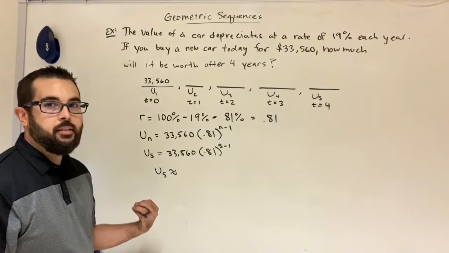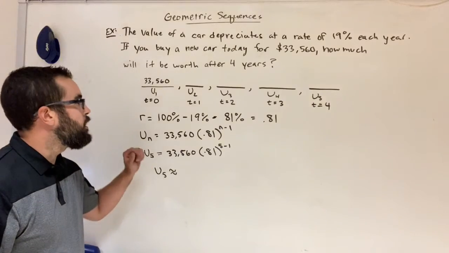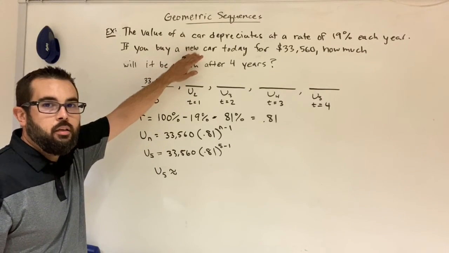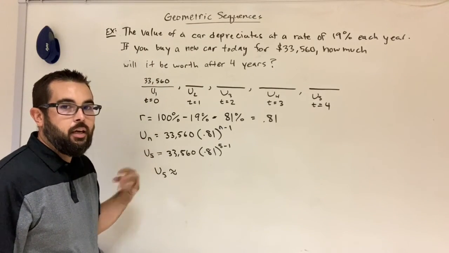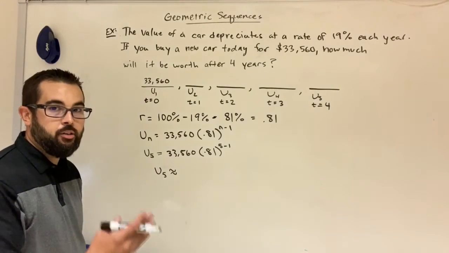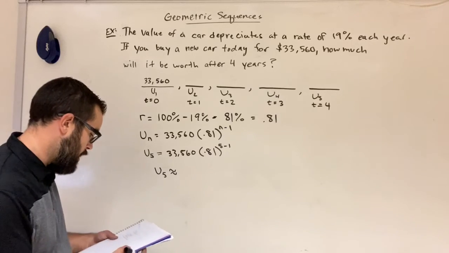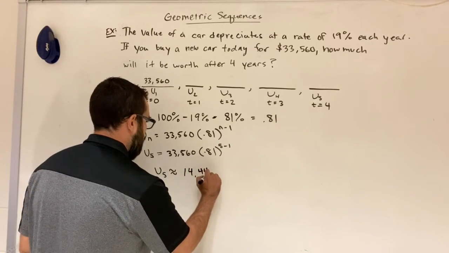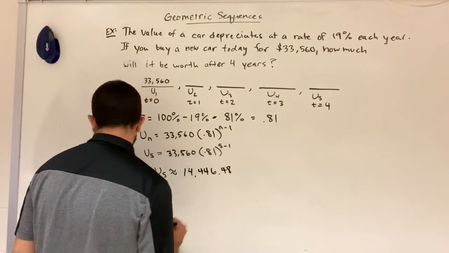Now, I know I said the standard for IB is 3 sig figs, okay? But we're dealing with money here. So we should round in a way that makes sense for the context we're given. And in our money system, we have the hundredths place for cents. So I'm gonna round that way. And the answer I got is $14,446.48.